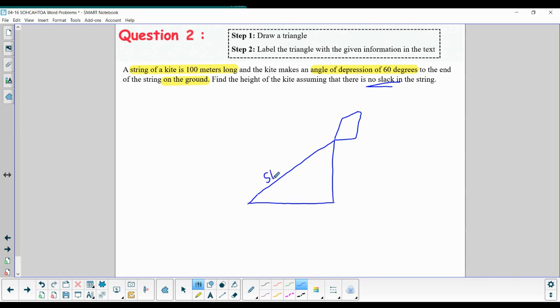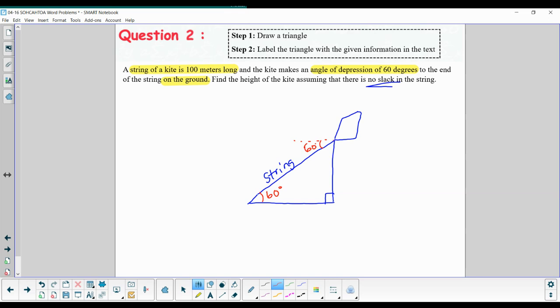This is my string. There's my kite up there. Here's my right angle. It says that it's making an angle of depression of 60 degrees. And if you recall from before, an angle of depression is from starting at the top and going down, which is this angle out here. This is 60 degrees. But we know that because this is a diagonal, these are two parallel lines, this angle will also be 60 degrees because they are alternate interior angles, things that we've learned before.